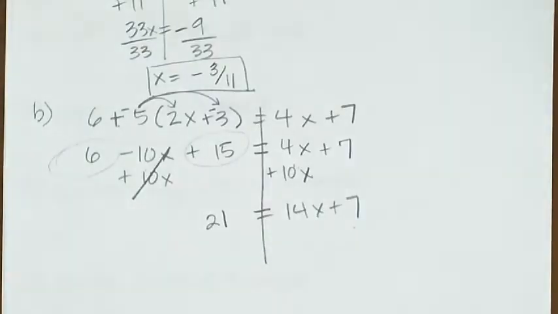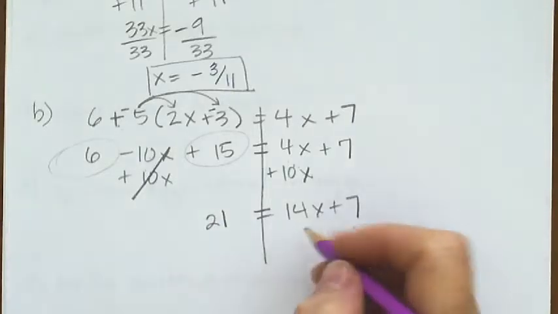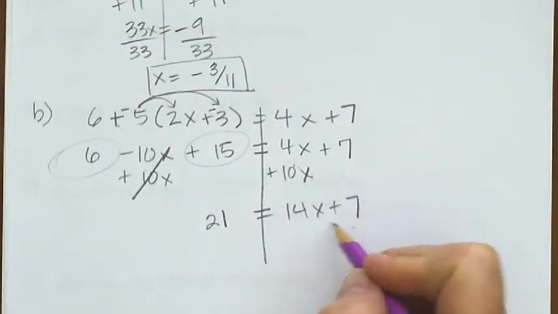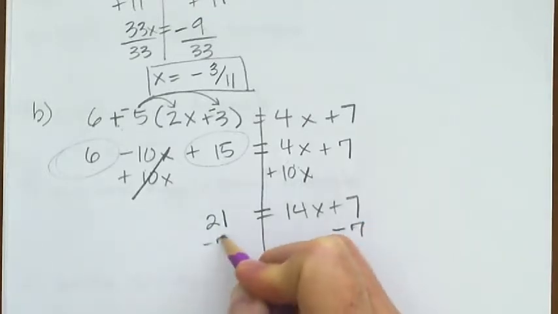Just checking to make sure I'm doing everything right. And that's going to give me, let's get x by itself. So I'm going to subtract 7 from each side.